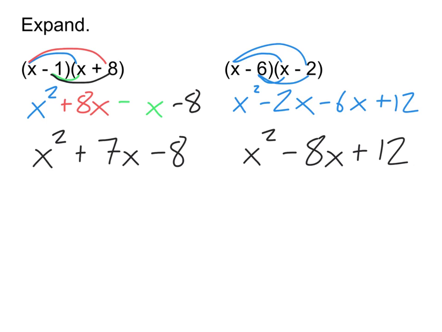So I went ahead and combined the like terms. Notice they both are negative, and so a negative 2 minus 6 gives me the negative 8.